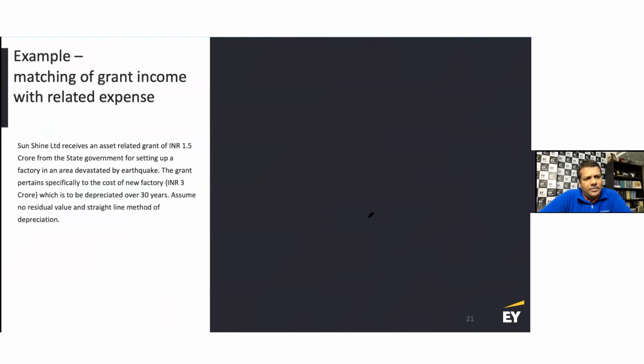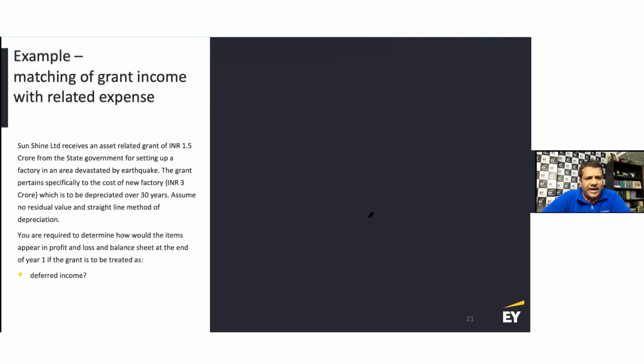The grant pertains specifically to the cost of the new factory, which is INR 3 crore, which is to be depreciated over 30 years. Assume no residual value and straight line method of depreciation. You are required to determine how the items would appear in profit and loss and balance sheet at the end of year 1 if the grant is to be treated as deferred income or as a reduction in the carrying amount of the factory.